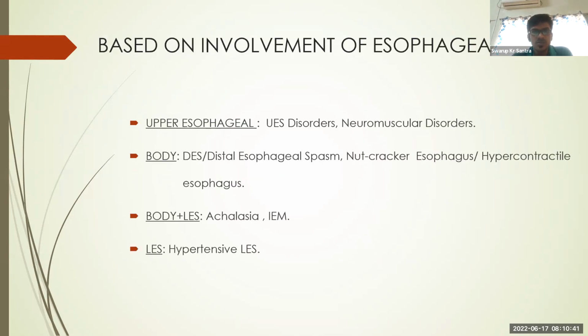Based on involvement of esophageal areas, when the upper esophagus is involved, there are upper esophageal sphincter disorders and neuromuscular disorders. When the body is involved, it may be diffuse esophageal spasm or distal esophageal spasm, nutcracker esophagus or hypercontractile esophagus. When the body and lower esophageal sphincter are both involved, there are achalasia cardia and ineffective esophageal motility, and when only the lower esophageal sphincter is involved, it is hypertensive LES.